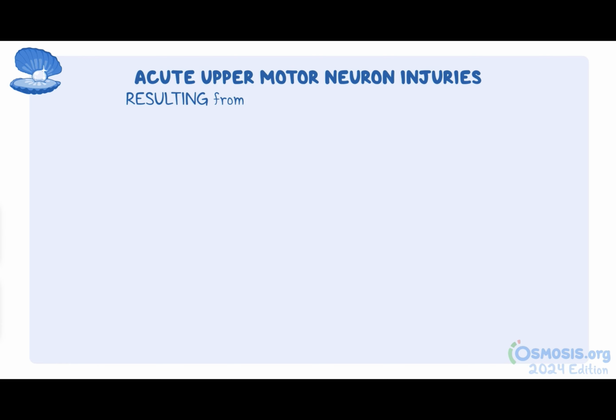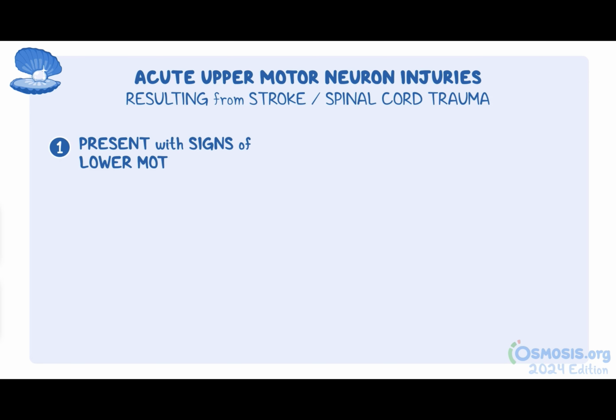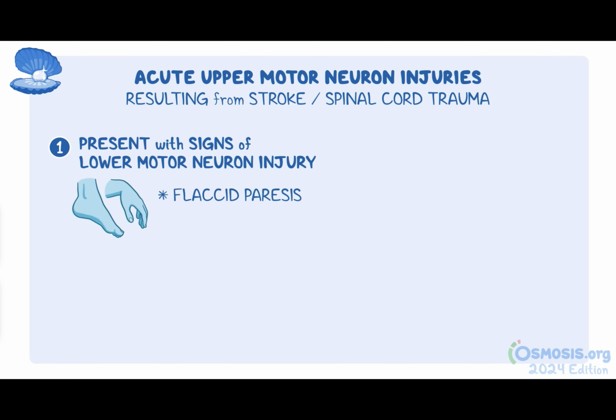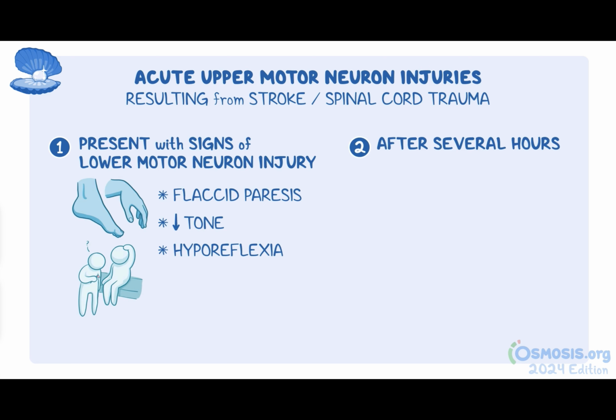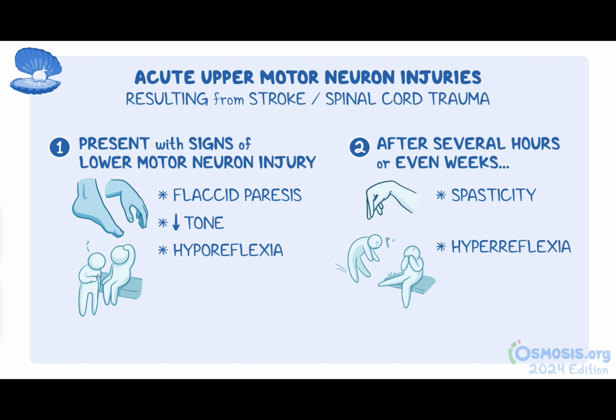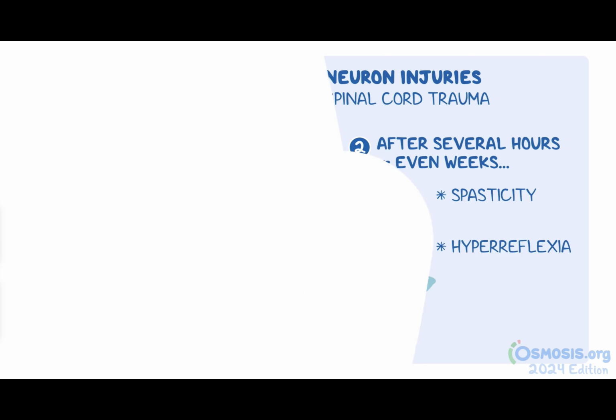Time for a clinical pearl. Patients with acute upper motor neuron injuries resulting from conditions like stroke or spinal cord trauma will first present with signs of lower motor neuron injury like flaccid paresis, decreased tone, and hyporeflexia. However, after several hours or even weeks, these patients typically develop spasticity and hyperreflexia. Now back to our patient.